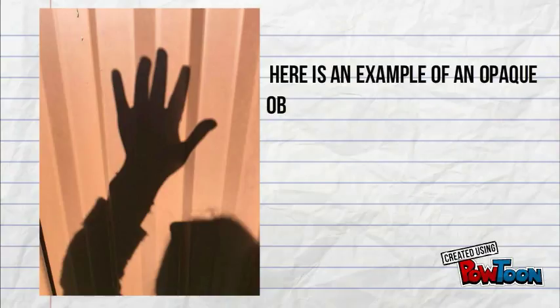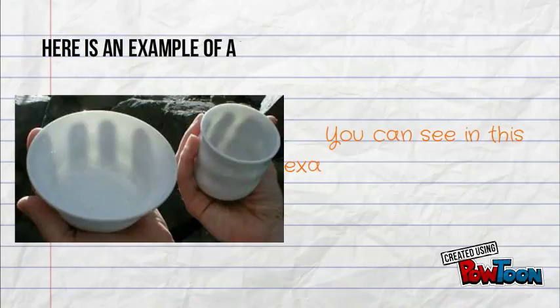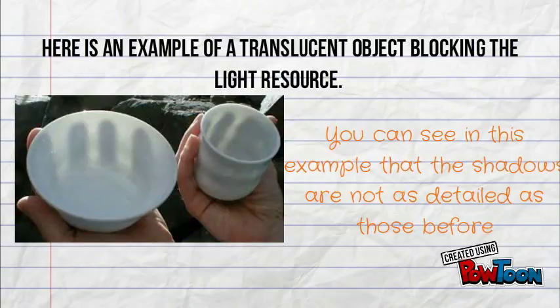Here is an example of an opaque object blocking the light source. Here is an example of a translucent object blocking the light source. You can see in this example that the shadows are not as detailed as those shown before.